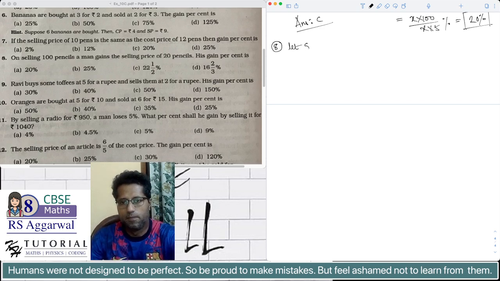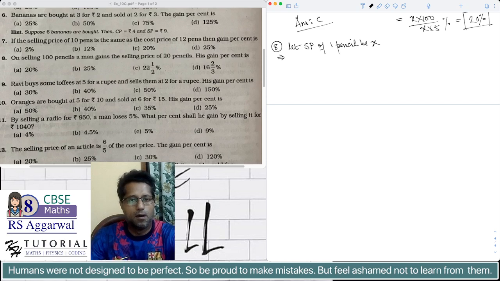Let the selling price of one pencil be x. This implies the selling price of 100 pencils is equal to 100x. So this is the total selling price. Now it is also given that a man gains the selling price of 20 pencils.